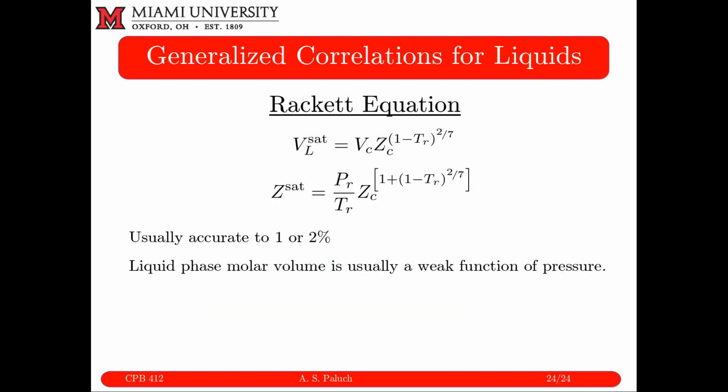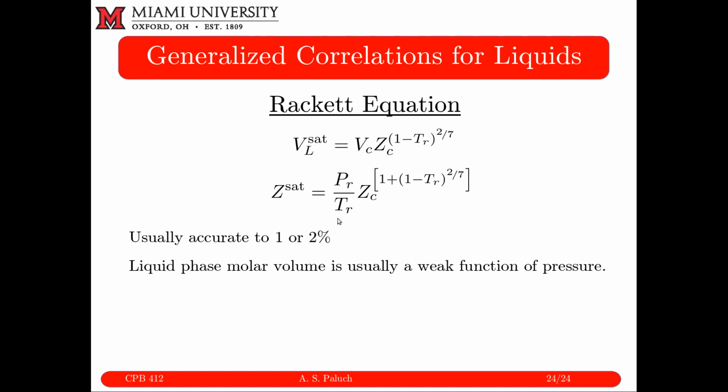The last thing that comes up in the text is the Rackett equation, a general correlation for liquids. It takes the form V_L^sat, my molar volume of the liquid at saturation, equals V_C times Z_C, the critical volume times the critical compressibility, raised to (1 minus T_R) to the 2/7 power. This simple equation is generally accurate to 1 or 2%. So if I just need to estimate the molar volume of my liquid, this equation is very accurate if you have access to V_C and Z_C.